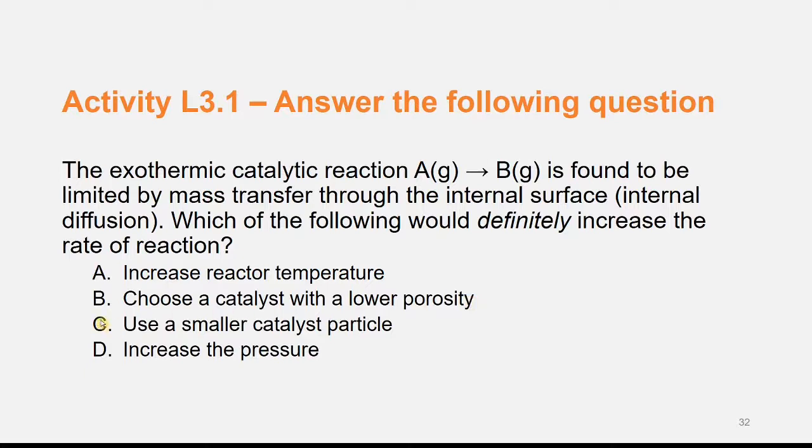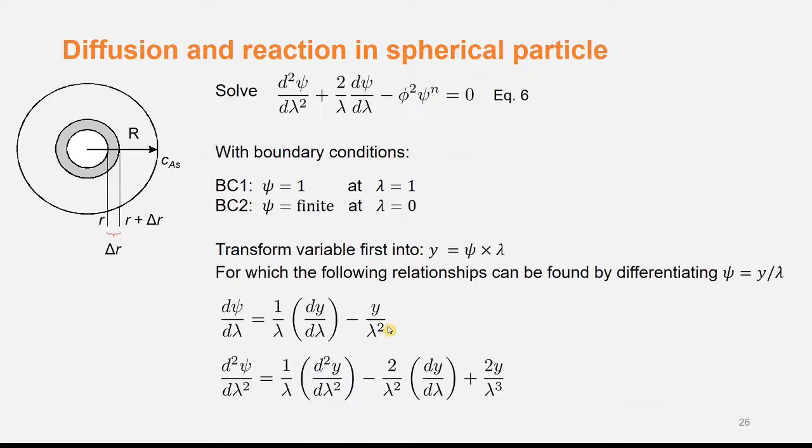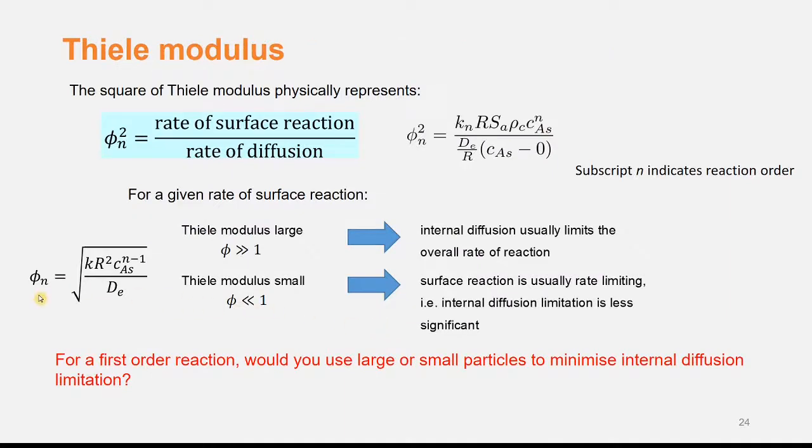Option C, if we use a smaller catalyst pellet, what would the effect be? To understand this, we need to understand how the Thiele modulus and effectiveness factor depend on R. Recalling that phi squared is equal to R squared times k times S_A times rho_C times C_AS^(n-1) divided by D_E, we can see that reducing the catalyst pellet size reduces the Thiele modulus.